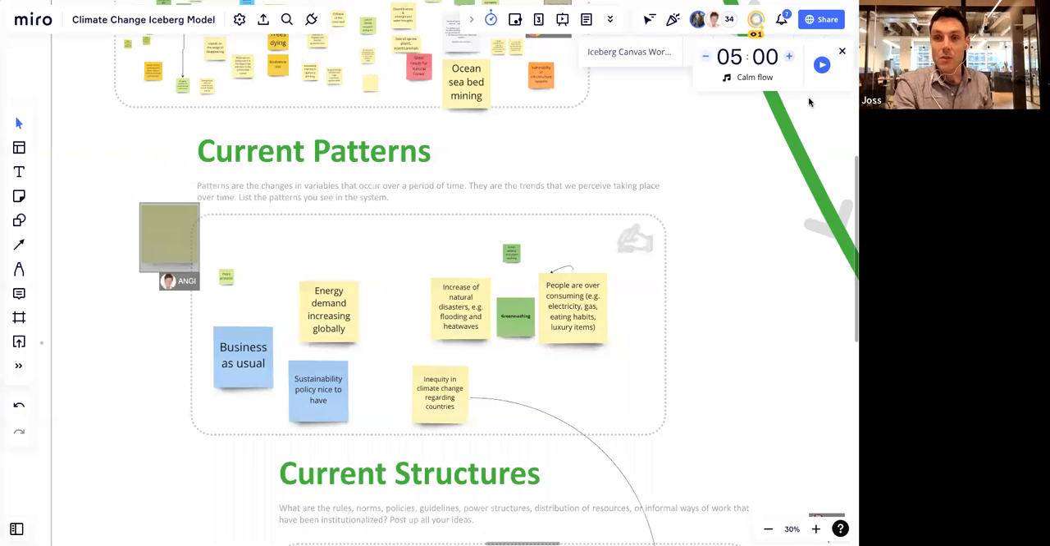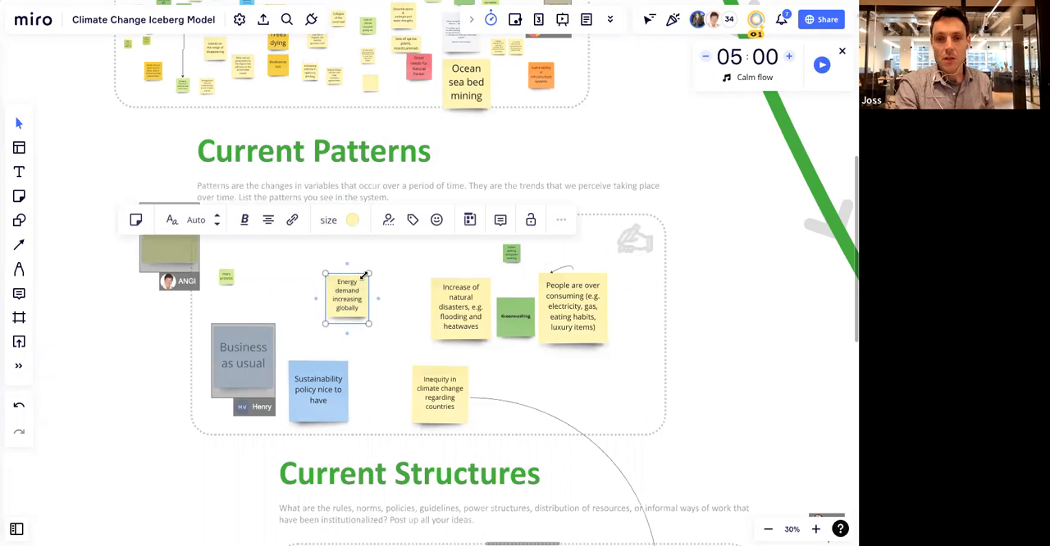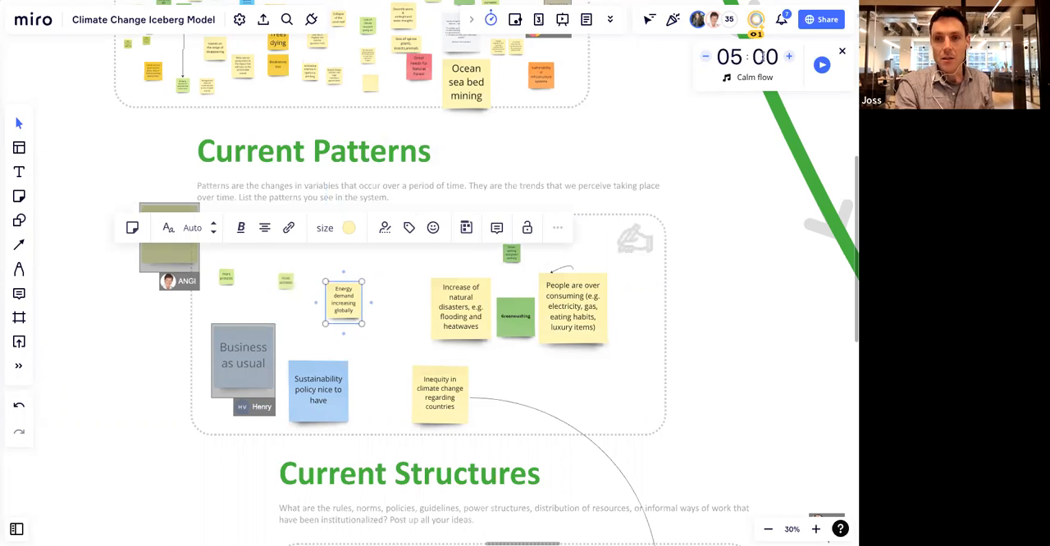So once again, we'll take 5 minutes to collect your ideas. So please post them up here, relatively small like this would be great. And then we'll come back and discuss. Any questions or issues, please post them in the chat.